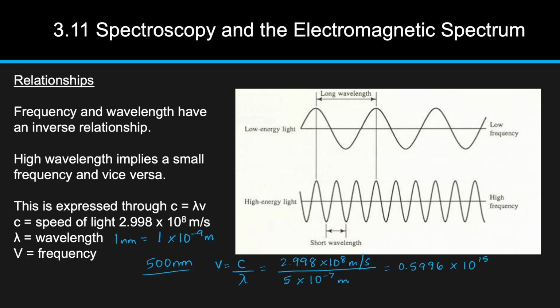That gives us 0.5996 times 10 to the 15th. Putting that in scientific notation, with the correct number of sig figs, I technically only gave you one sig fig. That would give us 6 times 10 to the 14th, and that would be seconds to the negative first for frequency units.